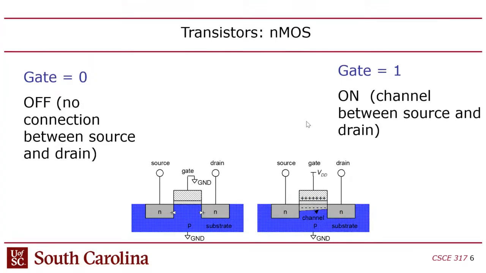And that's pretty much how you can think of it. That's the simple way to think of it, as a kind of a switch, right? It's either on or off. If it's off, then the source and drain are disconnected. If it's on, they're connected, and that's controlled by the voltage at the gate. Okay.